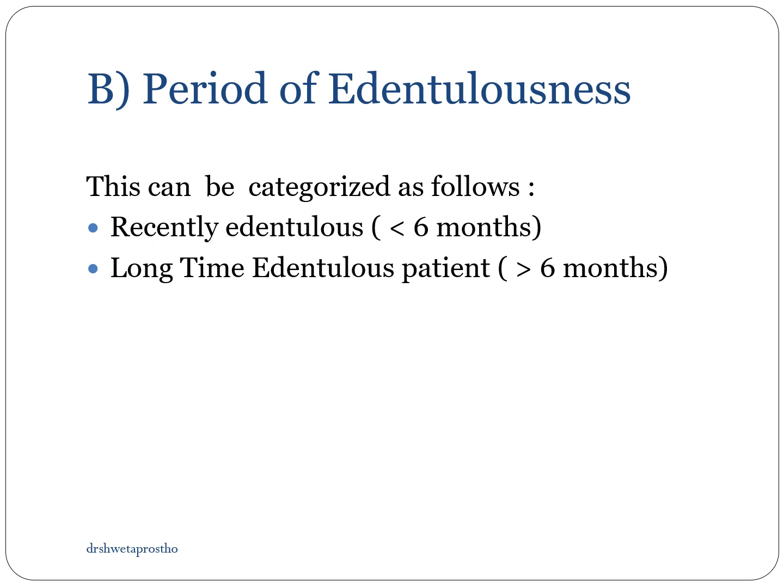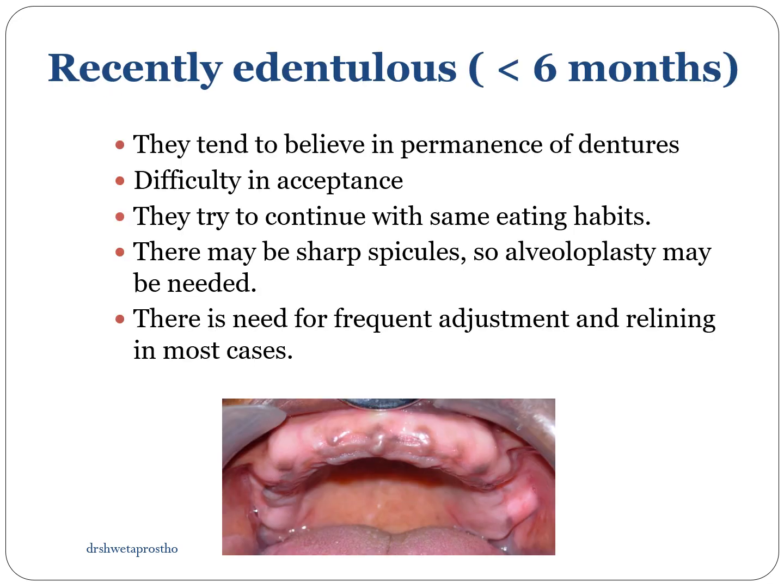Period of edentulousness. We have to ask the patient when he became completely edentulous. This can be categorized as recently edentulous, that is less than 6 months, or long time edentulous, that is more than 6 months. Patients who have become recently edentulous, that is less than 6 months, tend to believe in the permanence of the denture. They have difficulty in acceptance. They try to continue with the same eating habits. We need to counsel them and explain the differences between the natural dentition and the complete denture.